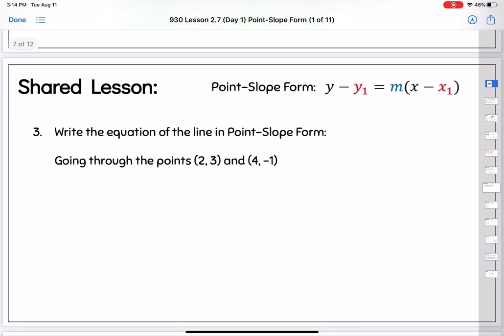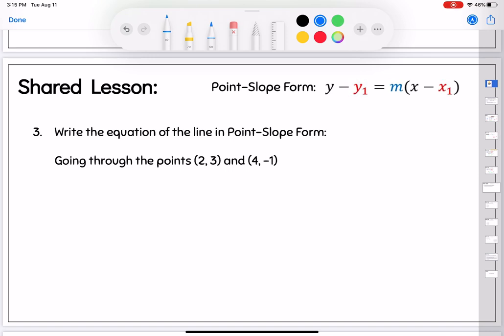Write the equation of the line in point-slope form that goes through the points (2, 3) and (4, -1). So again, we're trying to find m, the slope. I notice this time it's not given, but I'm thinking we know how to do that. And then the points x1, y1 need to go in that spot. Why don't you pause your video and see if you can do this one?